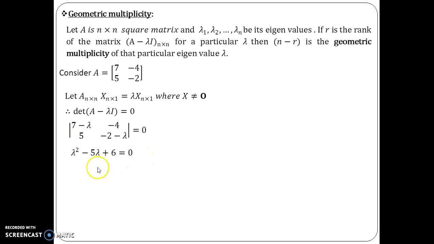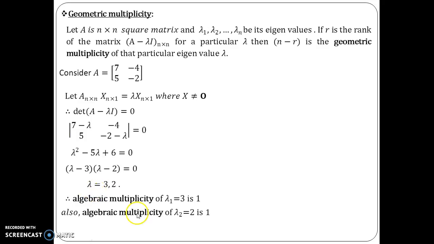Now simplify this quadratic equation, you get these factors, lambda minus 3 times lambda minus 2 equal to 0, and lambda is equal to 3 and 2. And the algebraic multiplicity of 3 is 1, and algebraic multiplicity of 2 is also 1. Okay, so we are done over here. Now let us go further.